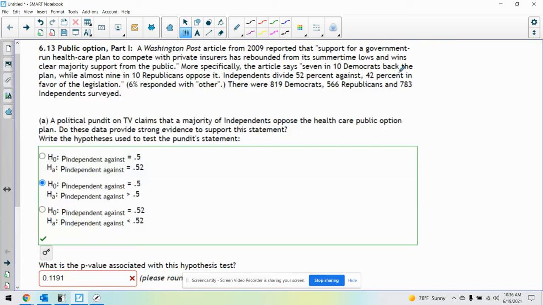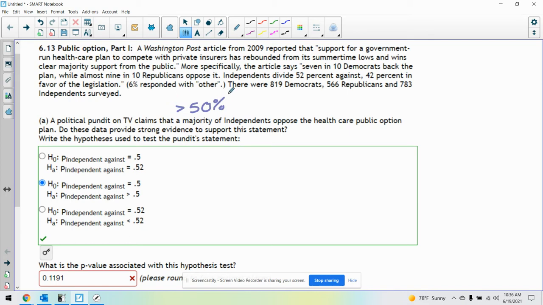Okay, we have all this information here. We don't need to look through all of it right now, but it says a political pundit on TV claims that a majority of independents oppose the healthcare public option plan. Majority means greater than 50%, right? That's the majority. So, do these data provide strong evidence to support this statement?